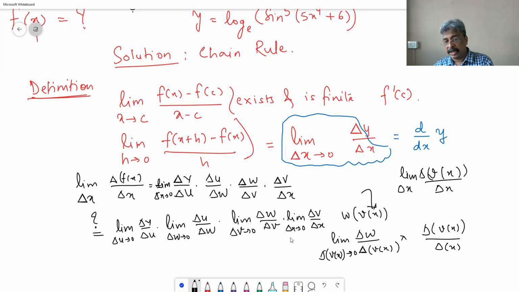Maybe we know this only because we want to, and therefore, will we be able to say this equal to, as delta x tends to 0, limit f of x, or limit this entire composition? That is the question mark which we should answer. If we agree that yes, you can always do like this, then our chain rule is available.